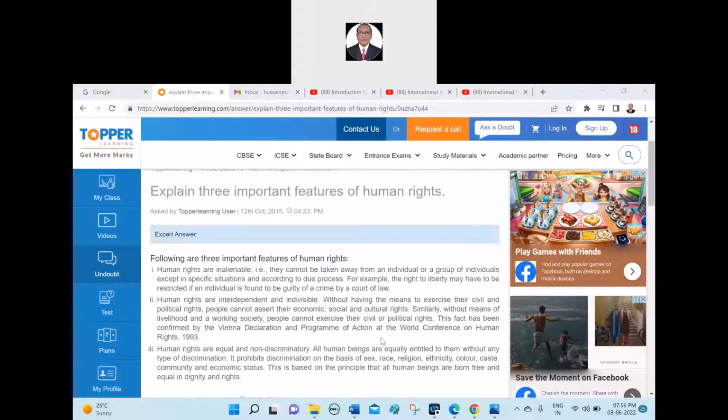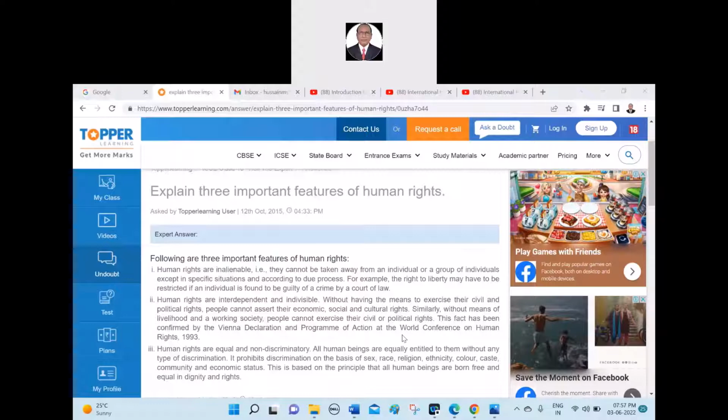The second point explains that they are interwoven, interdependent, and not divisible. Having the means to exercise civil and political rights, people will definitely assert their economic, social, and cultural rights. The culture should be protected, the social norms should be maintained, and economic security should be given to them. They have the political right to vote, and the civil right that nobody should torture him or her without any legal justification. This fact has been confirmed by the Vienna Declaration and Programme of Action at the World Conference on Human Rights, 1993.